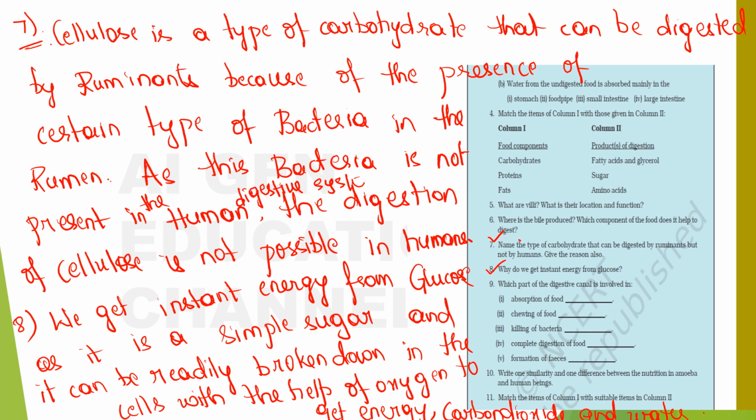So, the gist of this answer is we get instant energy from the glucose as it is a simple sugar and can be readily broken down in the cells with the help of oxygen to get energy, carbon dioxide and water. You may choose to ignore writing carbon dioxide and water. Okay, you can end the answer here with the help of oxygen to get energy, right? This is enough. Okay, next we will get into the 9th one, which is also done, right? Write one similarity and one difference between the nutrition in amoeba and human beings. We will do this in the next slide.